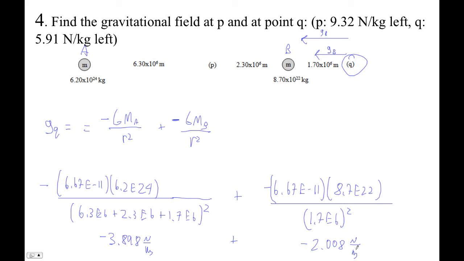And then I'm going to add that on to the other guy. So minus 3.898, I get negative 5.91. Yeah, there we go. Negative 5.91 newtons per kilogram. So I'm going to say my final answer is 5.91 newtons per kilogram to the left. Ta-da! Yay!